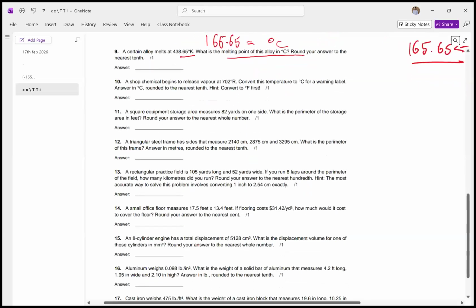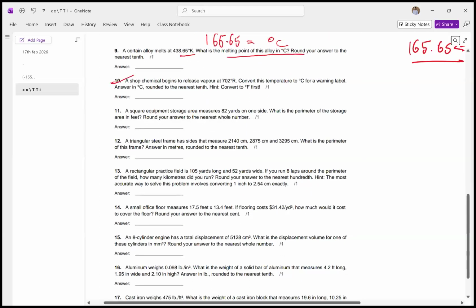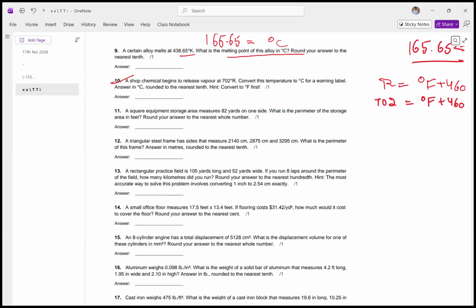Now, question number 10. In question number 10, we are given the Rankines. Rankine is equal to degree Fahrenheit plus 460. We are given 702, which is equal to degree Fahrenheit plus 460. First of all, we are converting everything into degree Fahrenheit. So this will be 702 minus 460. That's going to give you degree Fahrenheit, so that will be 242 degree Fahrenheit.